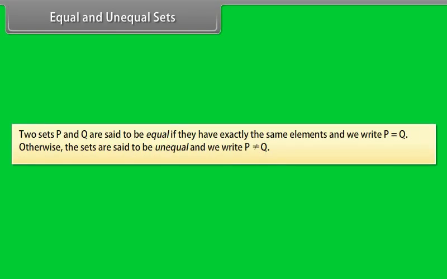Equal and unequal sets. Two sets P and Q are said to be equal if they have exactly the same elements, and we write P is equal to Q. Otherwise, the sets are said to be unequal and we write P is not equal to Q.